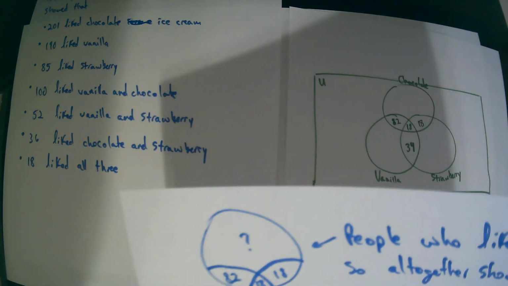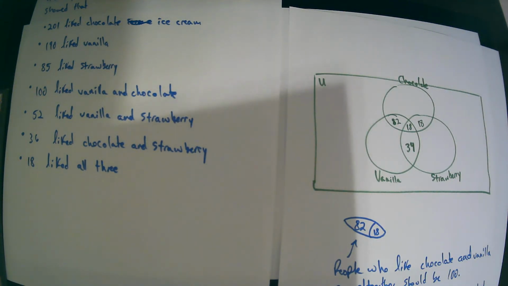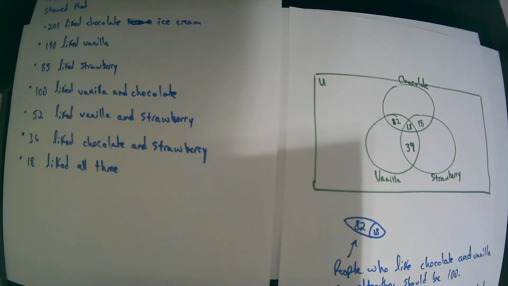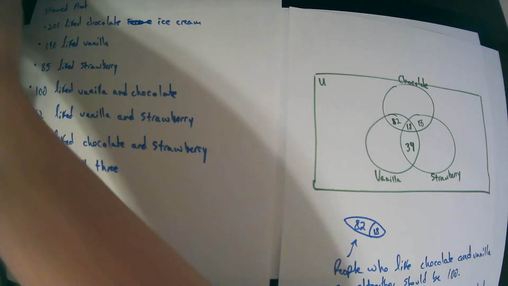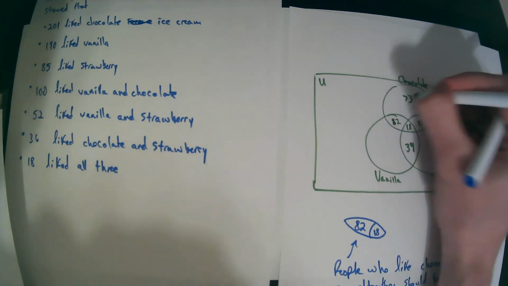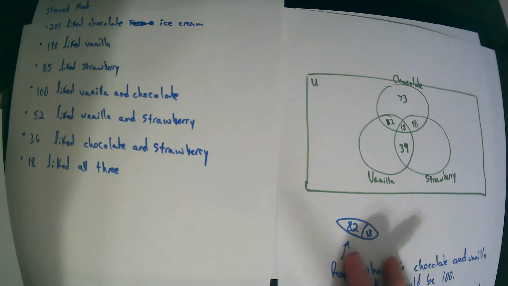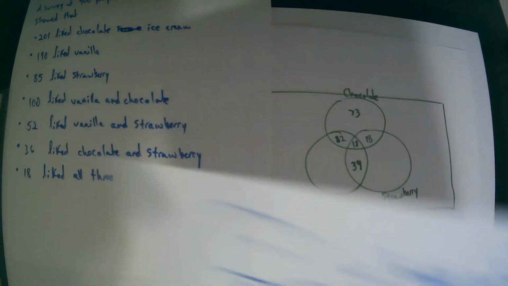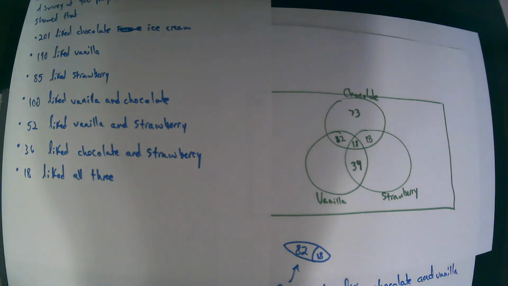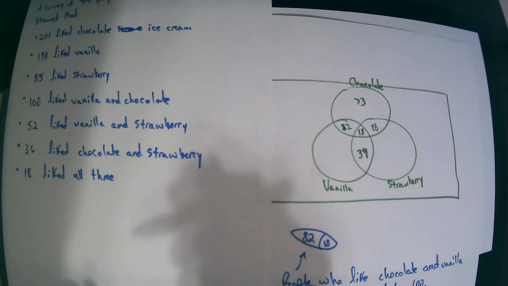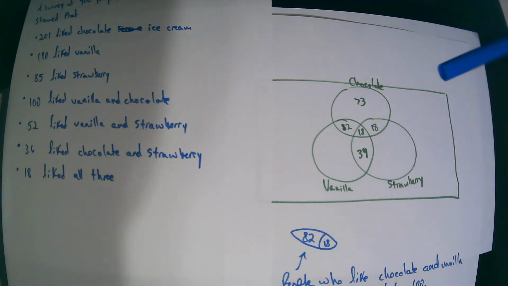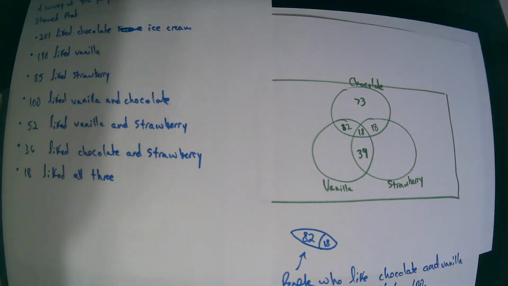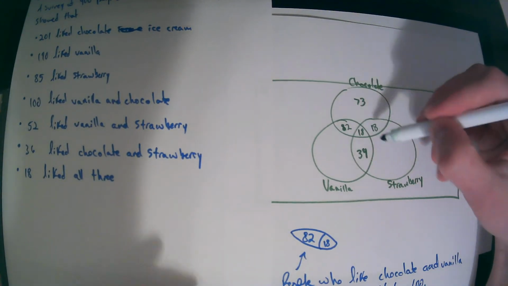28, let's see. 100 minus 27 is 73, right? Let me change colors here. I believe it is 73. You could double check. Make sure that all four of these numbers add up to give 201. Is that right? I think that's right. Okay. Alright. Now, we're going to do a similar thing for vanilla.